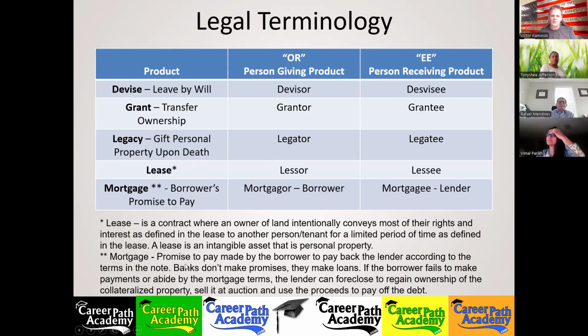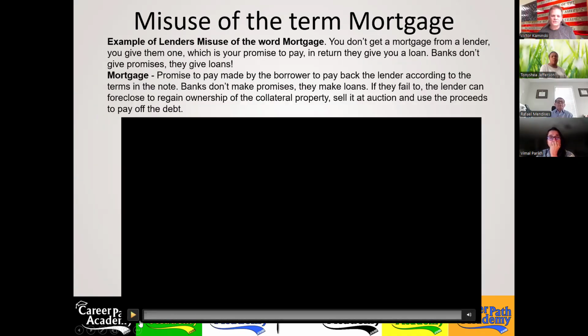The mortgage is the promise to pay made by the borrower to pay back the lender according to the terms in the note. Banks don't make promises, they make loans. And if the borrower fails to make the payments or abide by the mortgage terms, the lender can foreclose to regain ownership of the property pledged as collateral, sell it at auction, and then use the proceeds to pay off the debt. Look, even lenders misuse these terms often. But here, let's take a look.